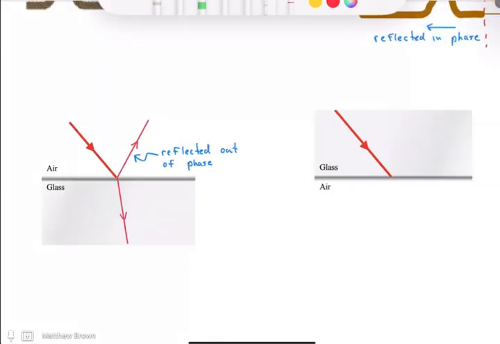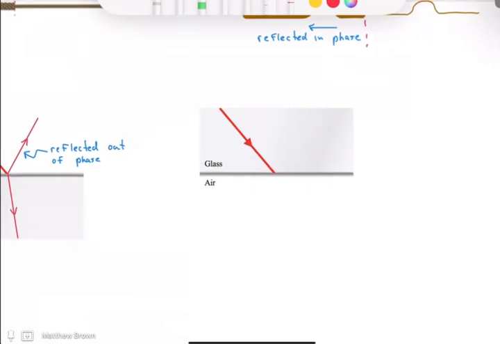On the other hand, say we've got light going through glass and then it hits a glass-air medium. We're going to have a refracted ray. Some of the light is going to get refracted. We can draw it like that. And we're also going to get a nice reflected ray. But in this case, it's going to be reflected in phase.